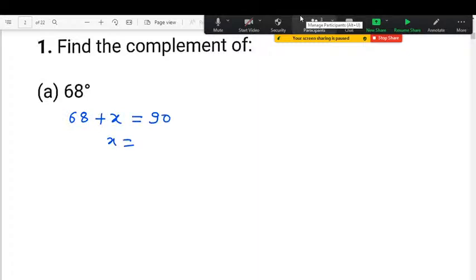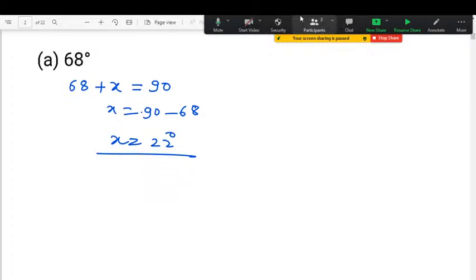That's why you need to only subtract both, and you are exactly correct here. 22 degrees will be your answer. That means 22 and 68 sum up to give you 90.